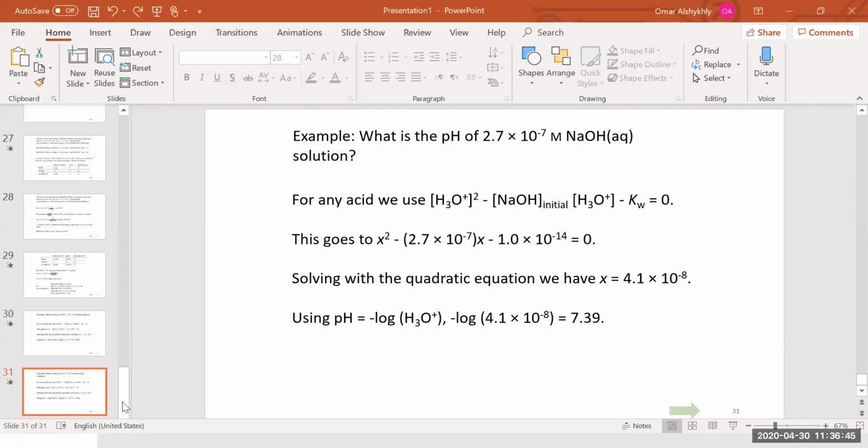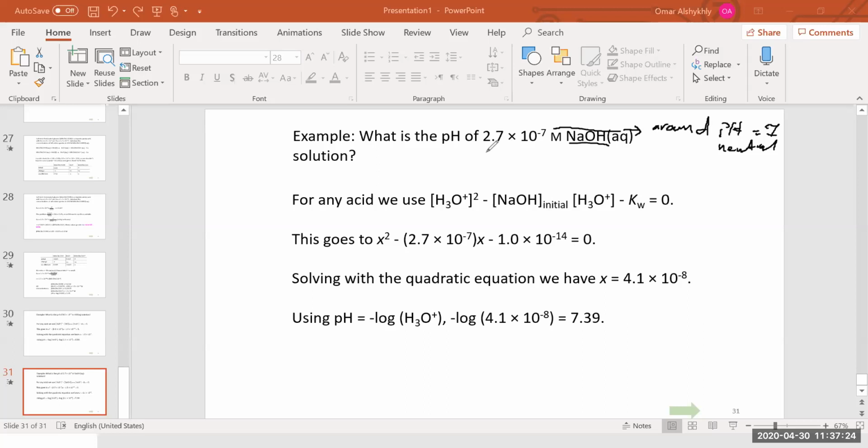Now, for a basic solution, diluted basic solution, so look at this example what we have. What is the pH of 2.7 times 10 to negative 7 molar NaOH? NaOH is a strong base. And don't tell me here it will be around pH equal 7, because this is strong base, okay? 7 or less than 7 will be neutral, so it doesn't make sense.